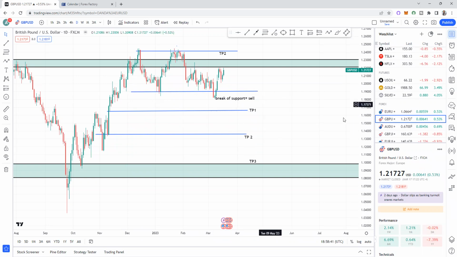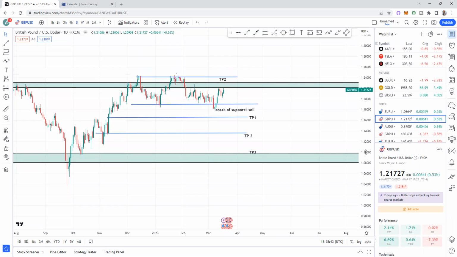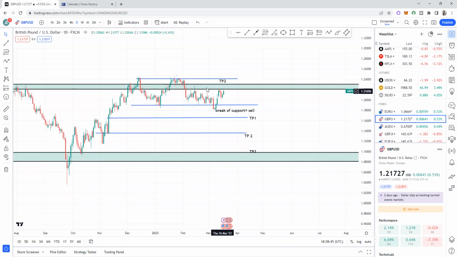So moving forward, let's look at pounds USD also. Pounds USD, as you can see, has been trading within this range.